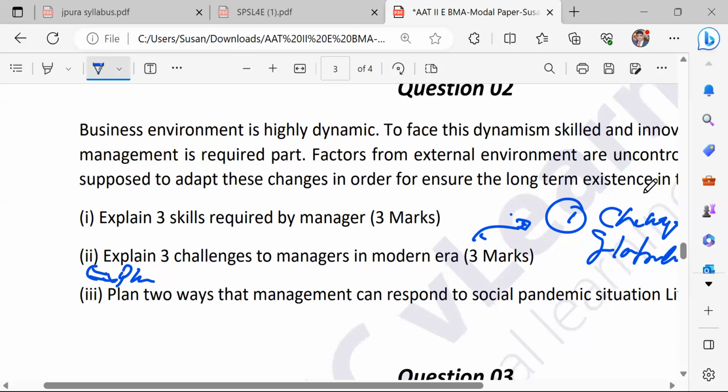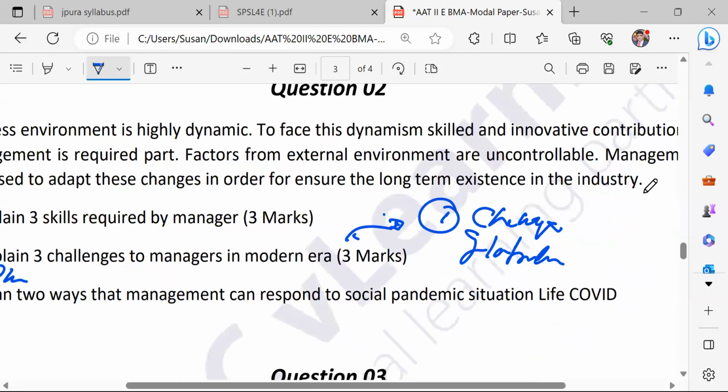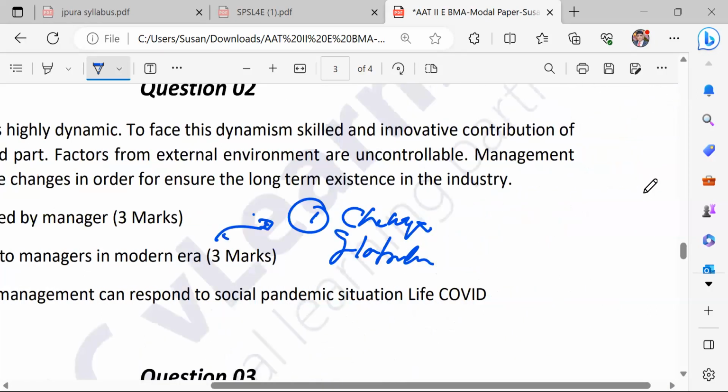Another thing is managers can introduce online platforms to get orders online, and home delivery systems. And if this is a service organization, they can arrange online consultancies. You can explain any of these, only 2. Then 3, 3, 6, and 4 for the last question.